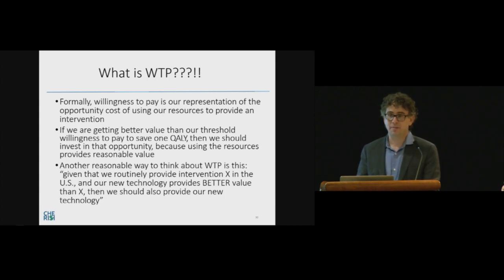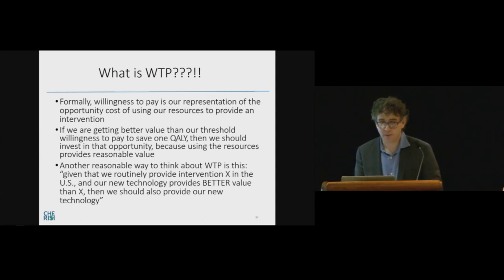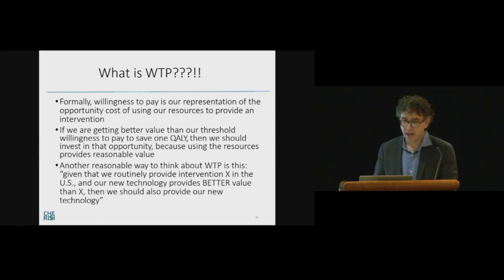And Sean touched on this before. Willingness to pay is meant to represent the idea that we're doing something already. And because we can't make the Uber list, we're going to say on average we're getting something for $1 in the US healthcare system. That's going to be our willingness to pay threshold. And if we're getting better value than our threshold willingness to pay, then we should invest in that opportunity, because using the resources on that would provide more QALY than we're getting on average now.